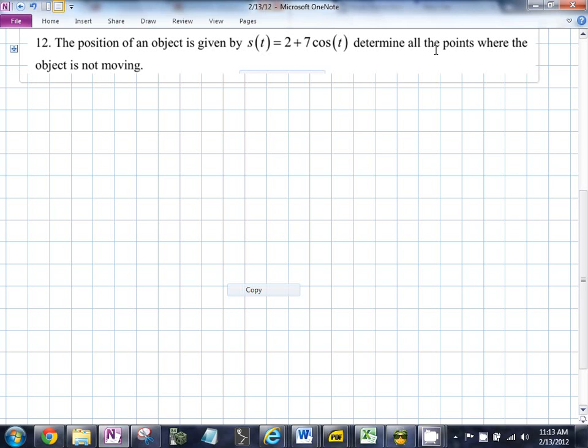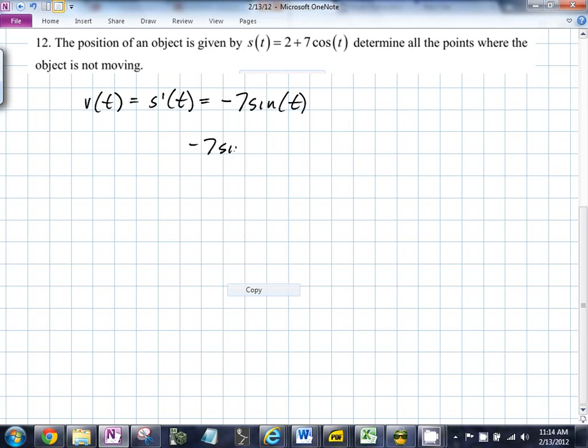Velocity. So a particle is not moving when its velocity is 0. That's what you say when the velocity is 0. So yes, v of t is equal to s prime of t is equal to what? Negative 7 sine t. Correct. So you want to know when it's not moving, so you're doing negative 7 sine t is equal to 0.